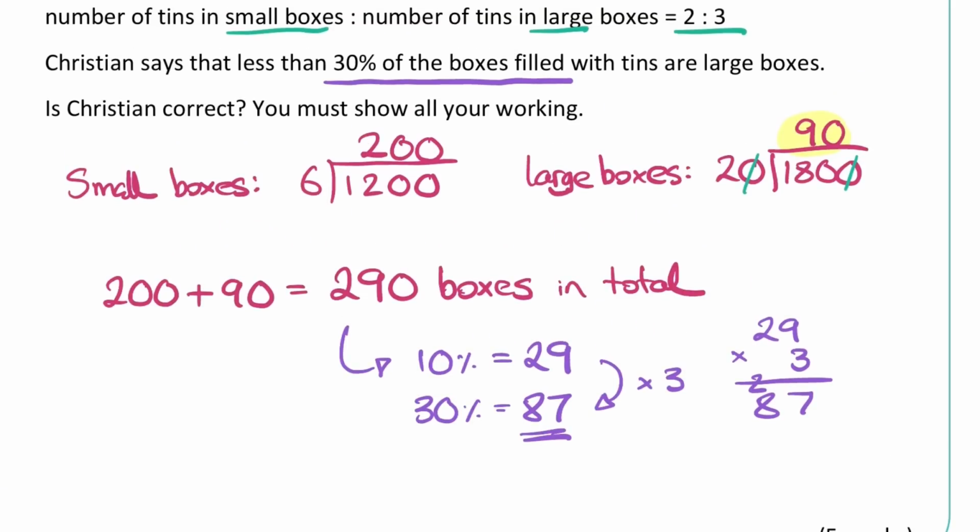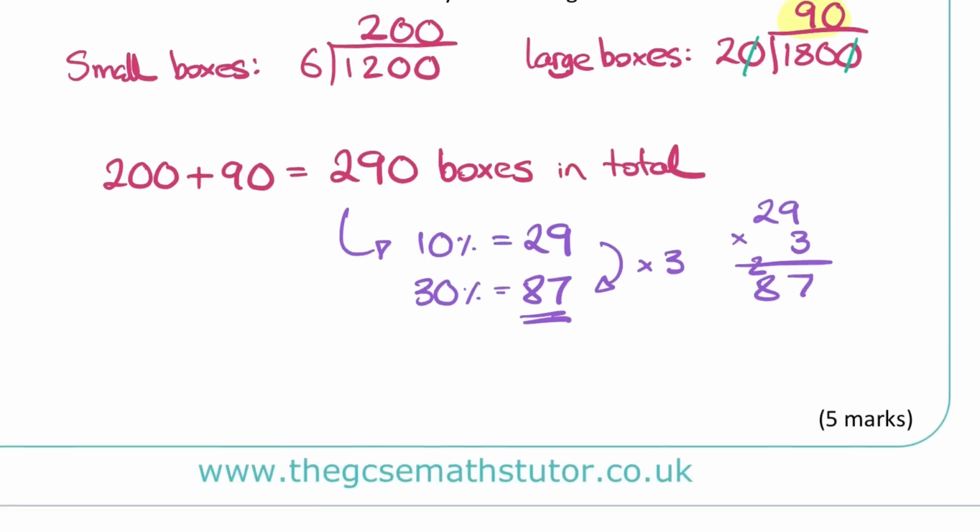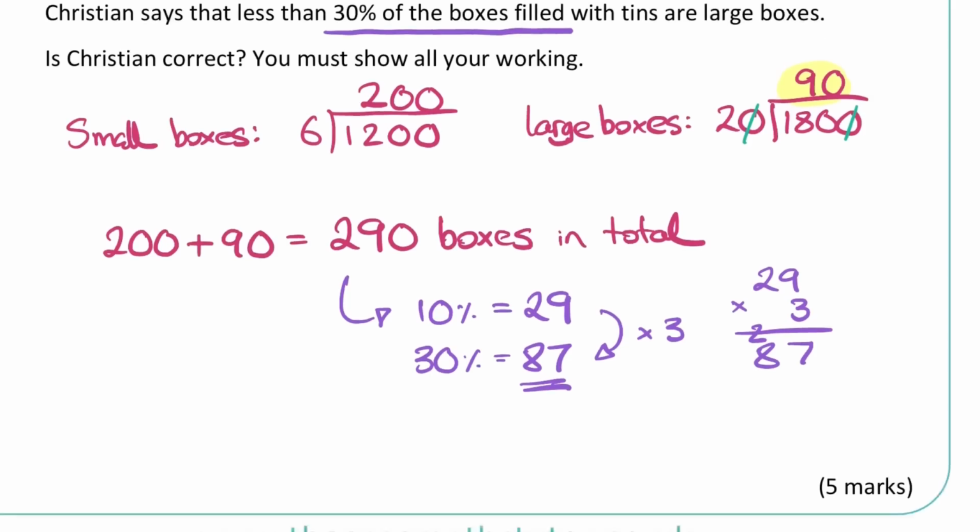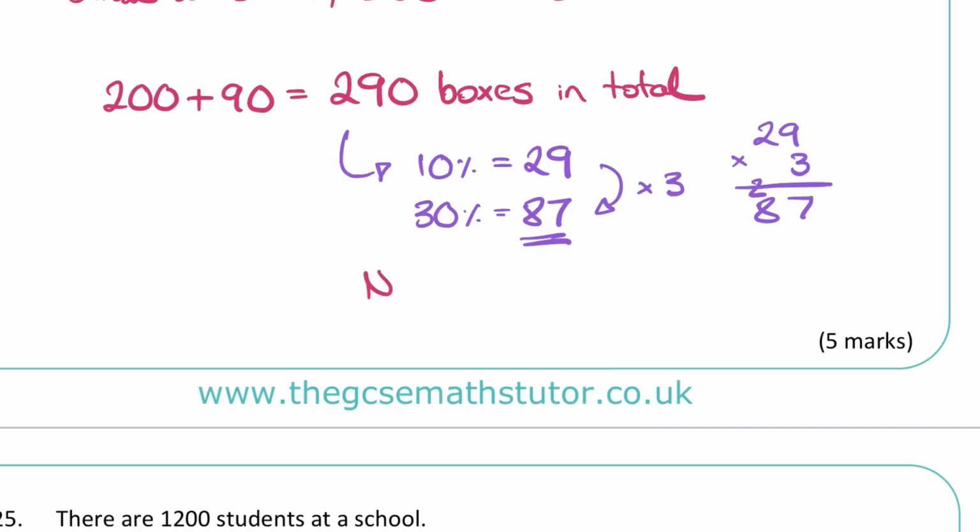So 30% of the boxes would be 87. But we have 90 large boxes. We have 90 that are actually filled. So Christian says less than 30% are filled with large boxes, but we have 90, which is more than 30%. So no. So we would just have a statement. The question says, is Christian correct? You must show all your working. So no, Christian is not correct.